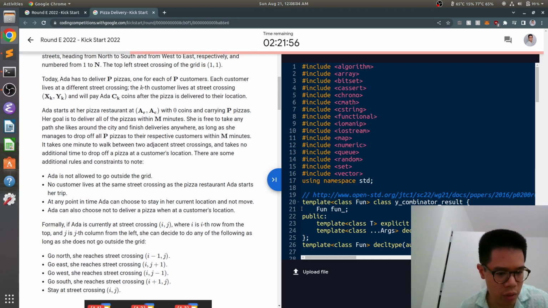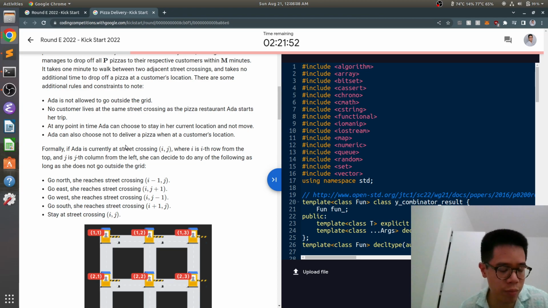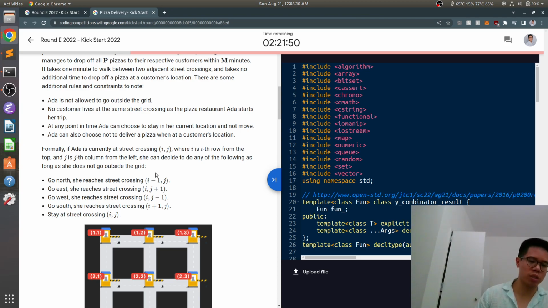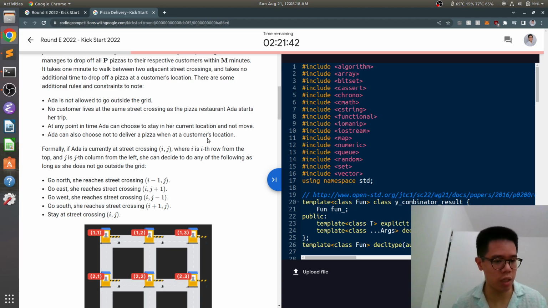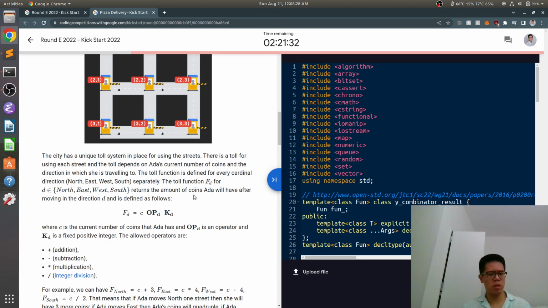A couple other guarantees help make things a little easier. We can stay in location and not move. So we have basically 5 choices every minute: we can go north, east, west, south, or stay. And also we can reach a customer's location and decide not to deliver the pizza yet, which is an interesting condition here. And then they have a very strange toll system when you use the streets.